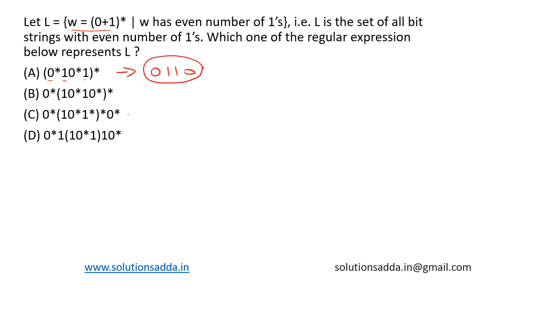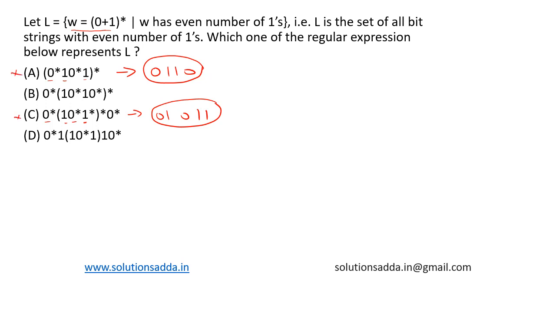Now let's see option C. In option C, it can accept a string with odd number of ones. Assume 0, 1, 0, 1, 1. Here 0, 1, 0, 1, 1. So this is a string with an odd number of ones. So this is also wrong. Option A is wrong. Option C is wrong.